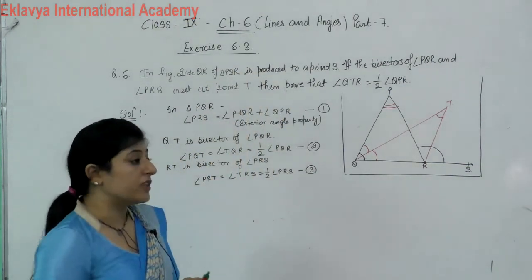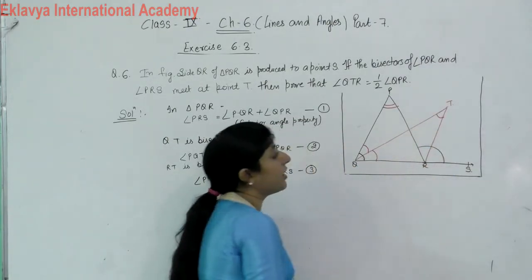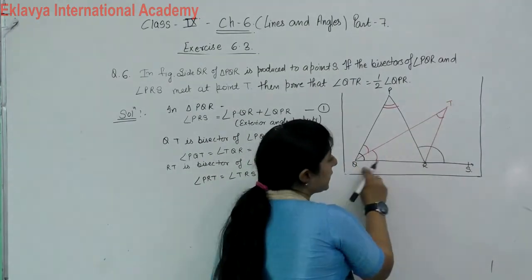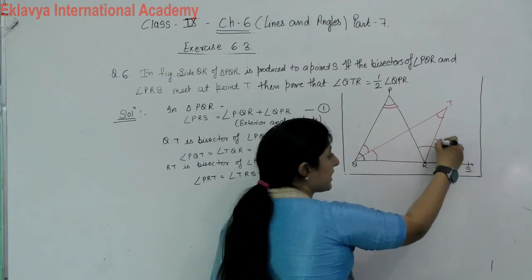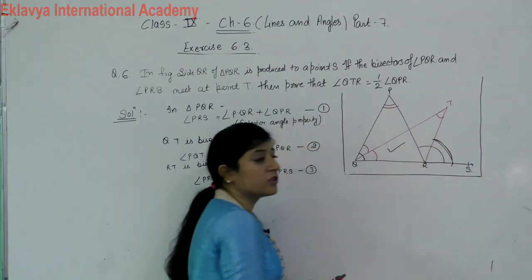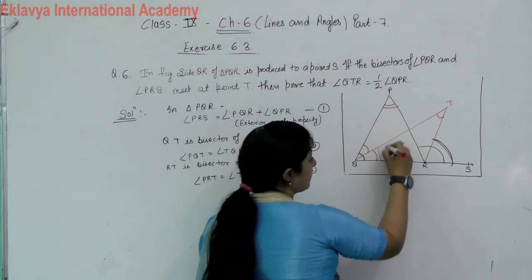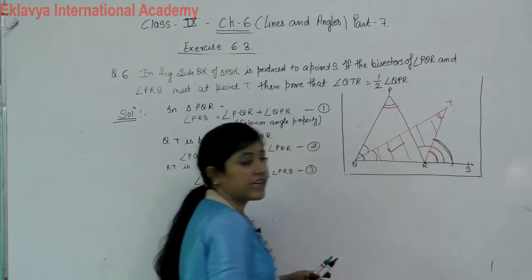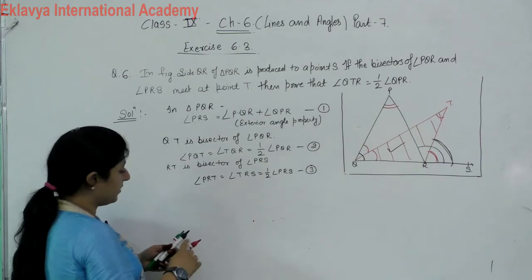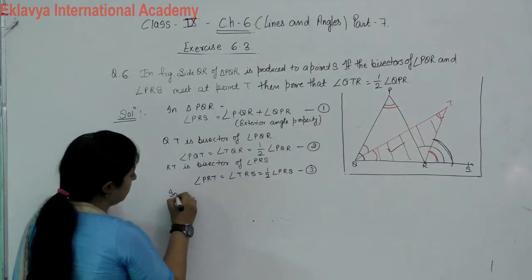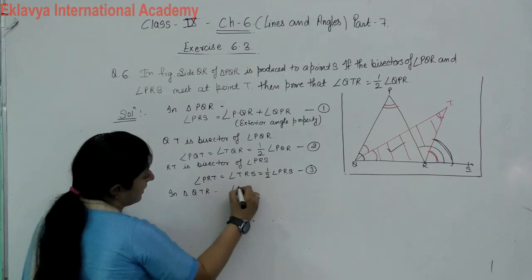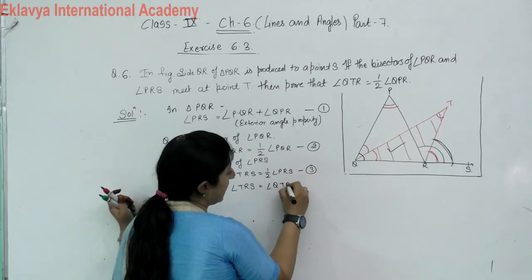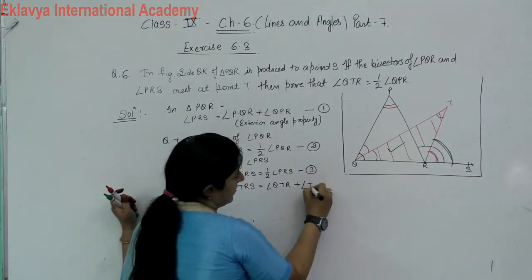Now what we have to prove is QTR. It means we need triangle QTR. In triangle QTR, if you see that QR is produced to S, it means this TRS is the exterior angle for this triangle. In this triangle QTR, TRS is the exterior angle. So we can write down in triangle QTR, angle TRS is equal to QTR plus TQR.